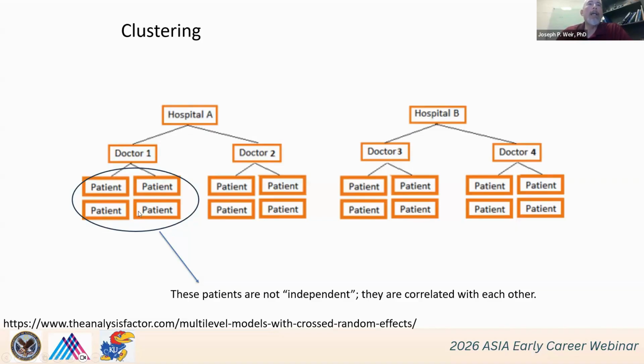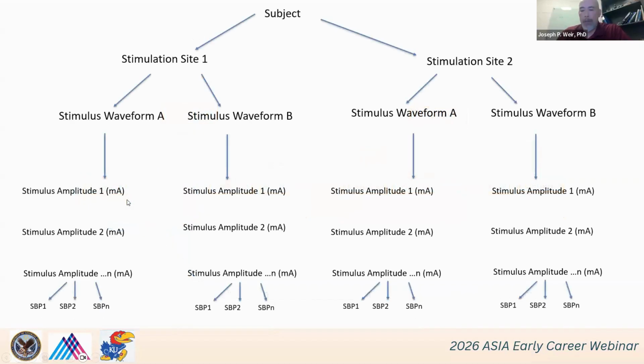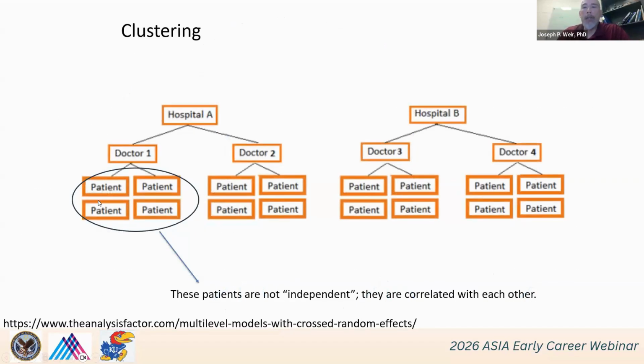So clustering has to be accounted for in these types of designs because these scores are not independent. Patients who are treated by Doctor 1 in Hospital A share some correlation with all the other patients that are treated by that same doctor at that hospital. It may be socioeconomic characteristics, sex differences, what have you. But there is some sort of correlation between these scores that we need to account for in our statistical models.